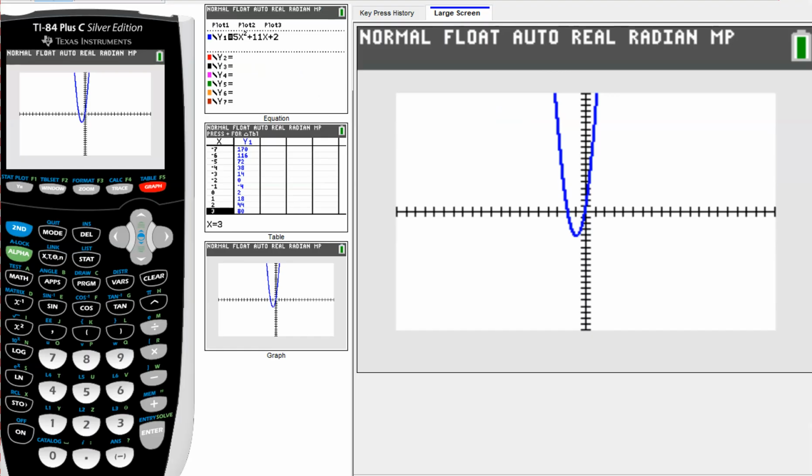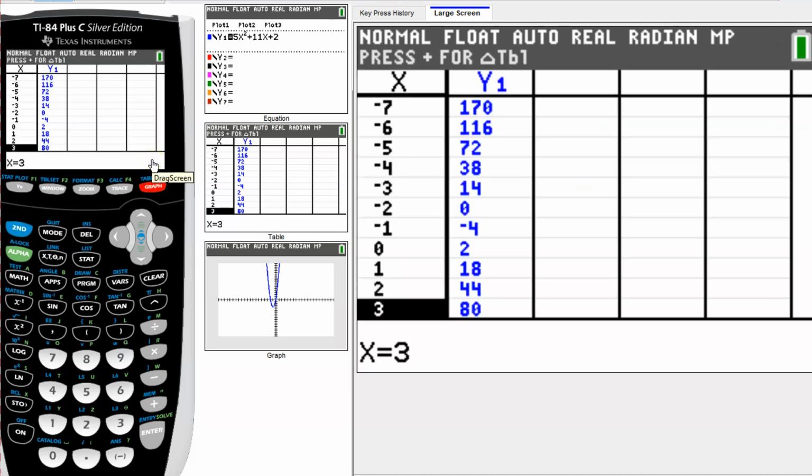I hope you did it on your calculator so that you're aware of how this works. This one's a little bit tricky. If I were to look at the table, this is why I don't like the table. I rarely ever use the table anywhere in this whole class, personally.